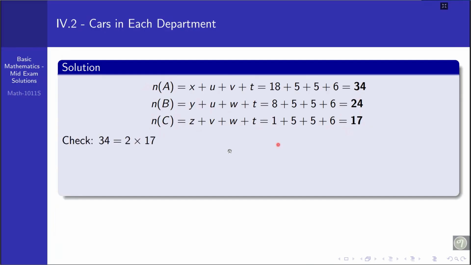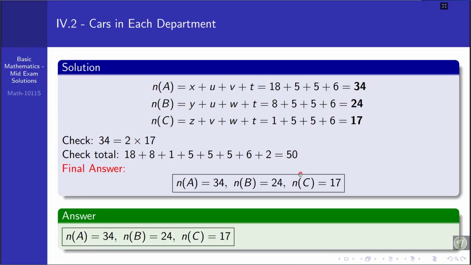We can check: 34 is equal to 2 times 17. And the total number of cars we have is 50, so when we add all of these, it must give 50. Adding 18 plus 8 plus 1 and the rest, we can obtain 50.